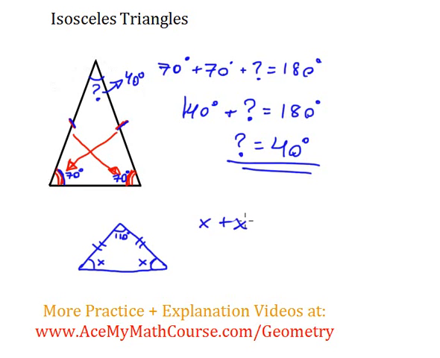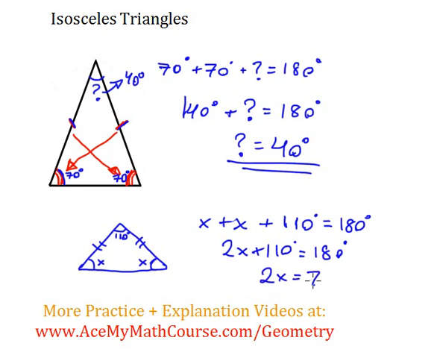So X plus X plus 110 must equal 180, because the sum of interior angles in a triangle is always 180 degrees. So X plus X is 2X plus 110 is 180. Now I can subtract 110 degrees from both sides of the equation. So we get 2X equals 70 degrees. Then we can just divide both sides by 2, and X is 35 degrees. Great, so now we know the measure of all angles in the triangle. So that's 35 degrees and 35 degrees.